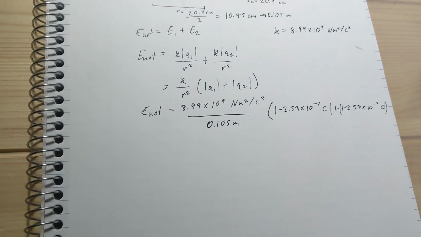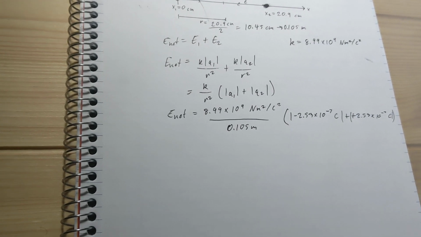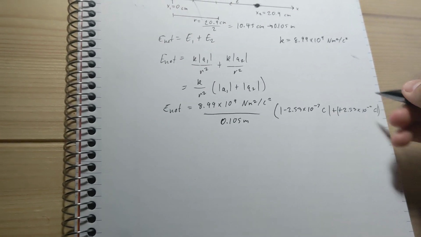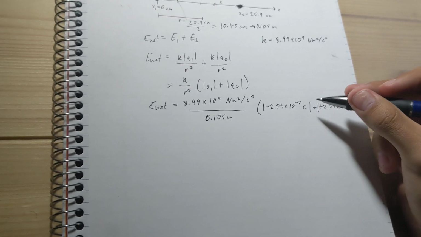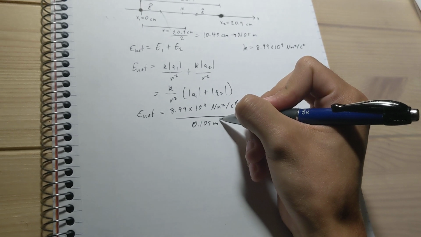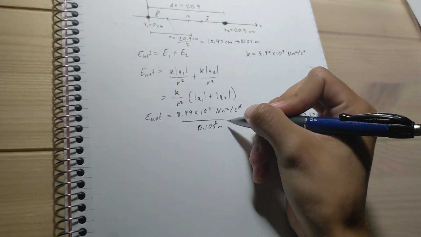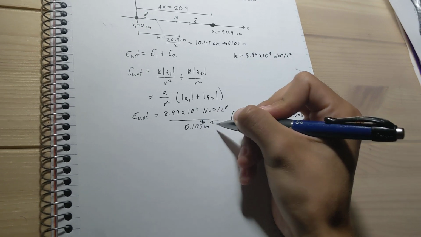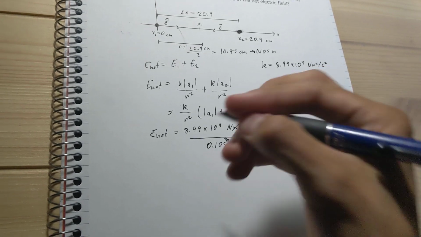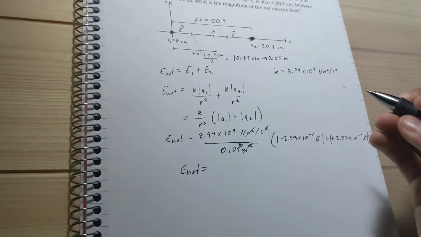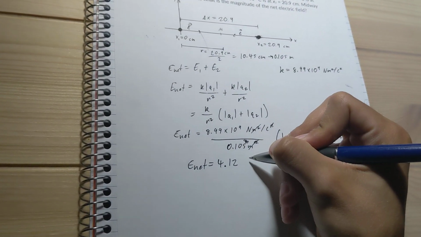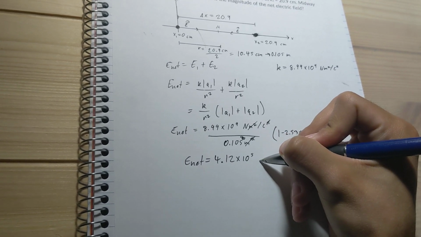And I've already done this calculation, but to show you that the units cancel out, these are going to add, and one degree of coulombs is going to be left over, so it's going to cancel out for one of these. This is going to be meters squared, and these will cancel out. And the net electric field, I've already done this calculation, and it's going to be 4.12 times 10 to the 5th newtons per coulomb.